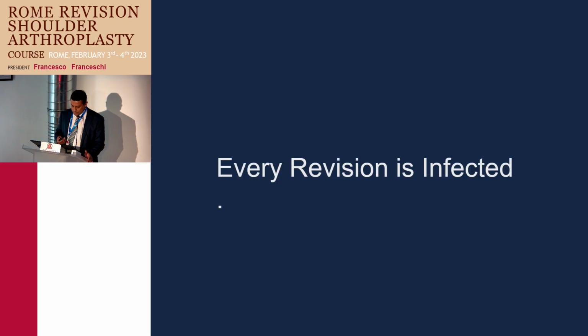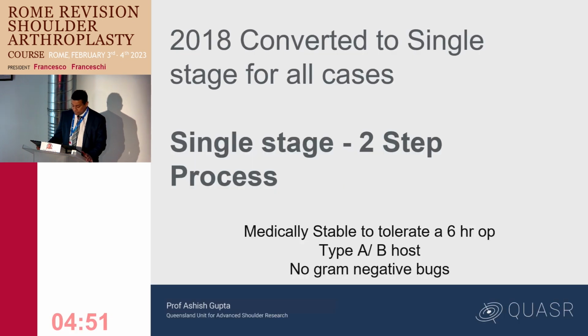So I'll skip through this. So this is my diagnosis. For me, every infection is infected. This just keeps the whole algorithm really easy for me because I think everything's infected. So in 2018, I converted to a single stage for all the cases because my outcomes in my PROMs and PREM scores for 2 or 3 stage infections weren't good.